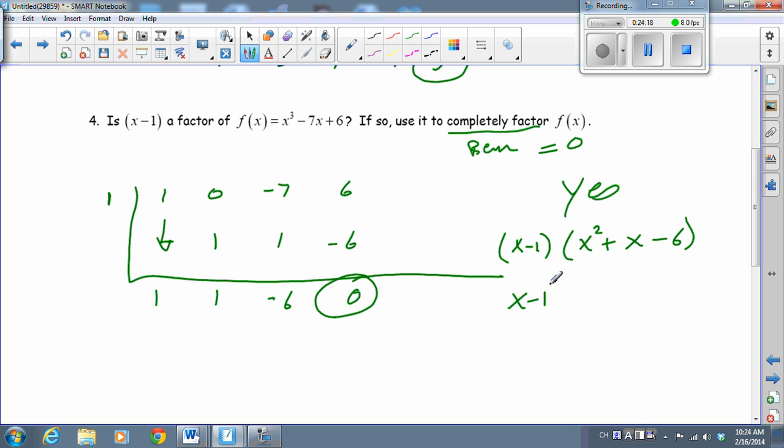So it's x minus 1. X minus 1 came from here. And this is your x squared, your x, and your constant. X squared plus x minus 6 is nothing other than x plus 3 and x minus 2.